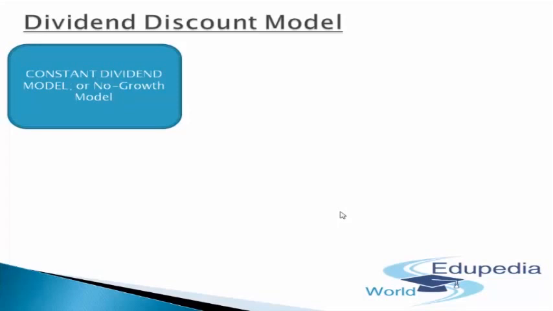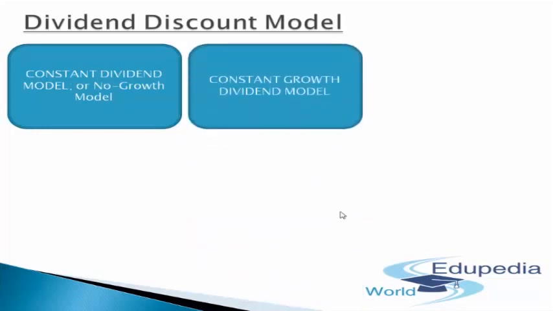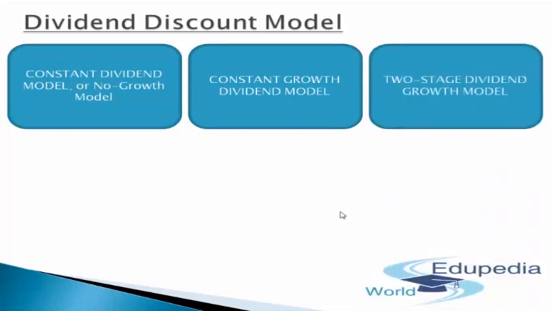So, guys, there are basically three versions of this model which are used to determine the intrinsic value of a share of a stock. By intrinsic value, I basically mean using your fundamental analysis to determine the true value, the true worth of that stock. There are three main models. One, the constant dividend model, wherein there is no growth at all. Second, the constant growth dividend model. And the third one is the two-stage dividend growth model. We'll be discussing each one of them one by one.